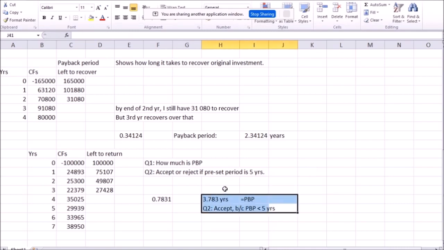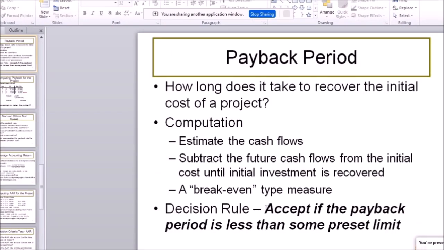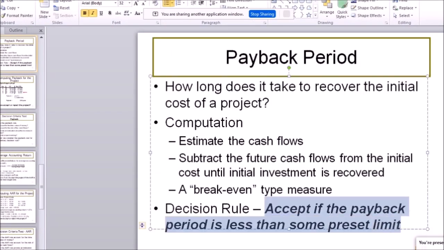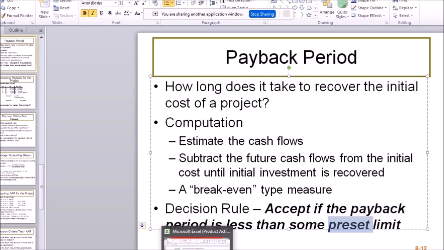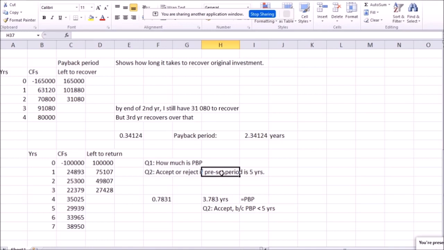There it is. So the decision rule for the payback period is we accept if it's less than some given other period, a preset period, a preset limit. We see here a preset period for you by the parents was 5 years. Gotta pay back in 5 years. Okay. Let's change it a little bit.